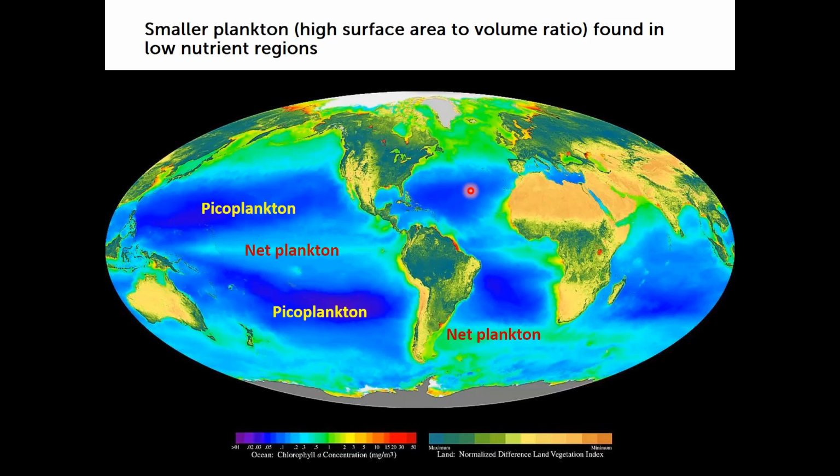The net plankton, the larger size fraction that we can capture with a net, most of which we can see without a microscope, are going to be found in regions that have more nutrients. So where we see a lot of chlorophyll, we have high nutrient concentrations, and that's where we're going to see this larger size fraction of plankton. That can be in upwelling regions or close to the coast, anywhere where we have more nutrients. But the smallest plankton, the pico, the nano, the femtoplankton, are going to be better able to survive out where nutrient concentrations are low because they have that high surface area to volume ratio.